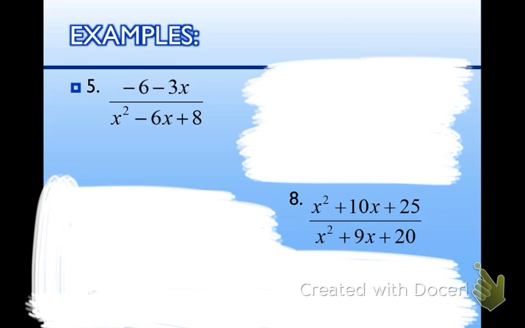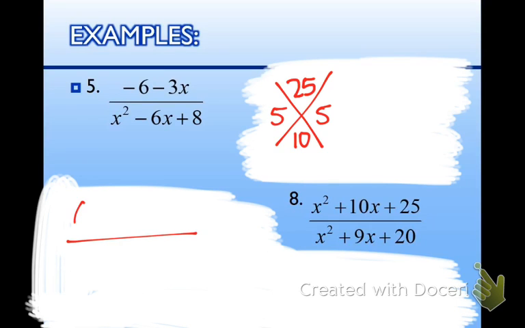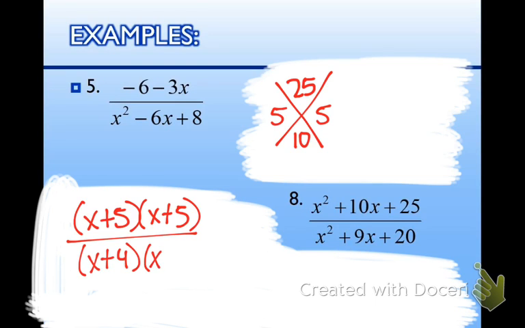which, again, if you liked that X method that often gets taught in Algebra 1 here, we've already done technically this numerator, 25 in the top, 10 in the bottom. What goes on my sides? 5 and 5. Good. So my numerator turns into x plus 5 times x plus 5. Okay. x plus 4, x plus 5.